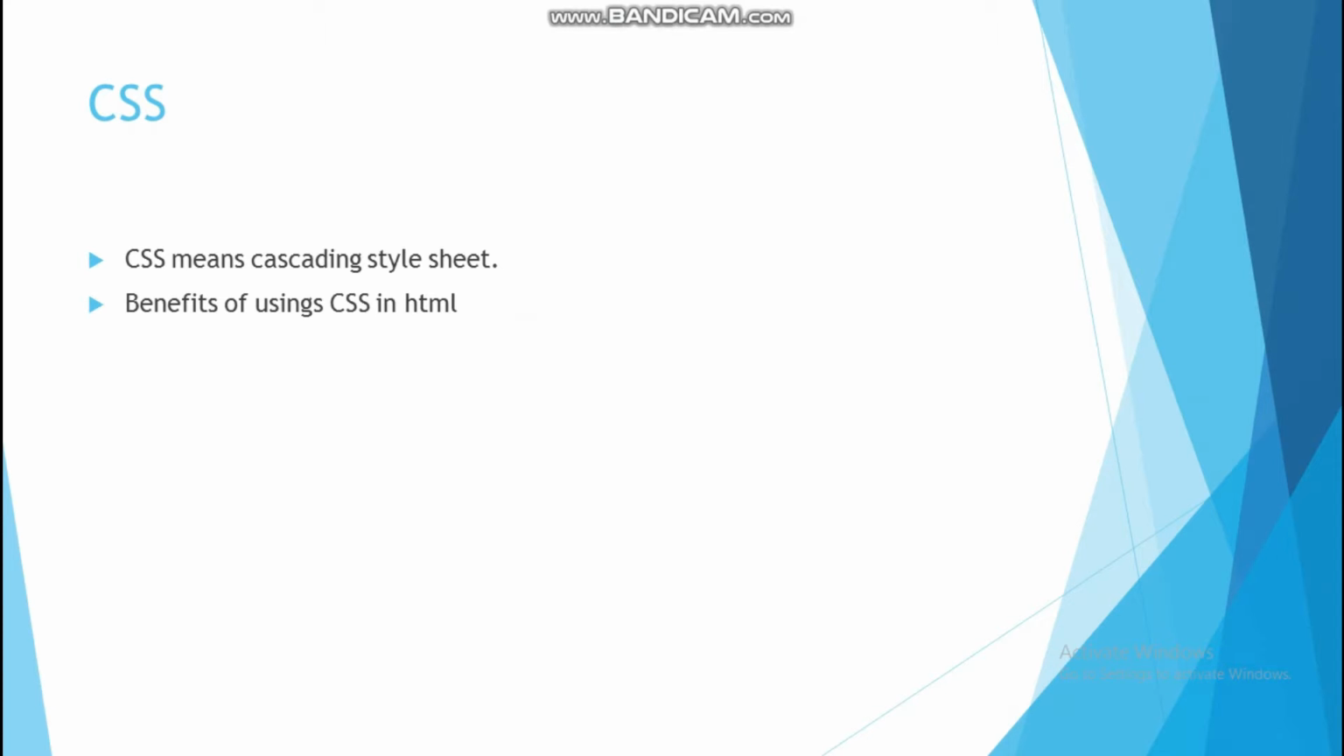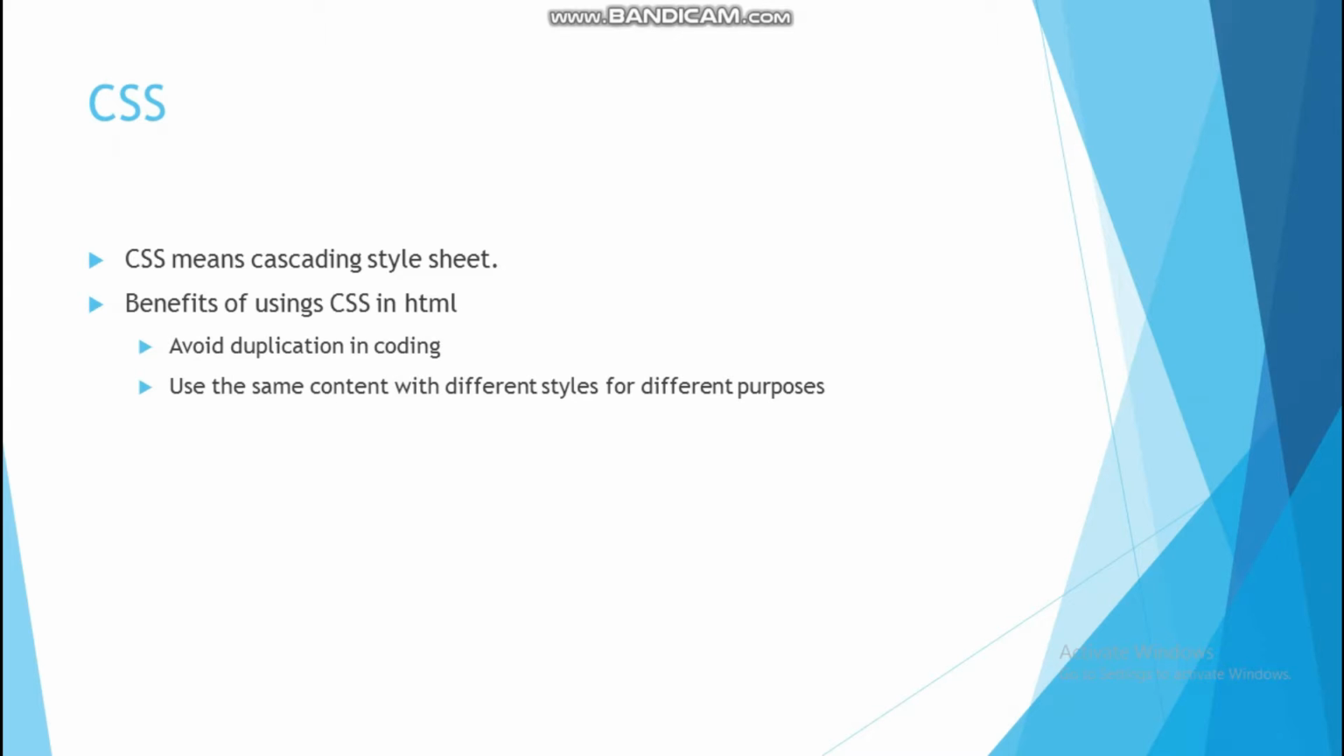Now we will see the benefits of using CSS in HTML, because HTML is a very primary level language, so there is a facility known as CSS. Using CSS we can avoid duplication in coding in HTML. So use the same content with different styles for different purposes, and it is very easy to maintain CSS code.